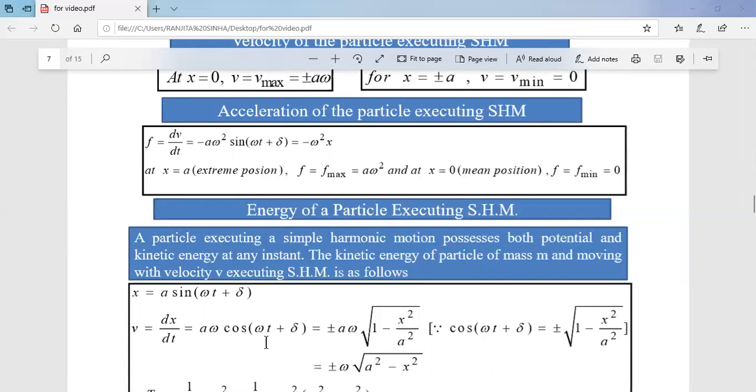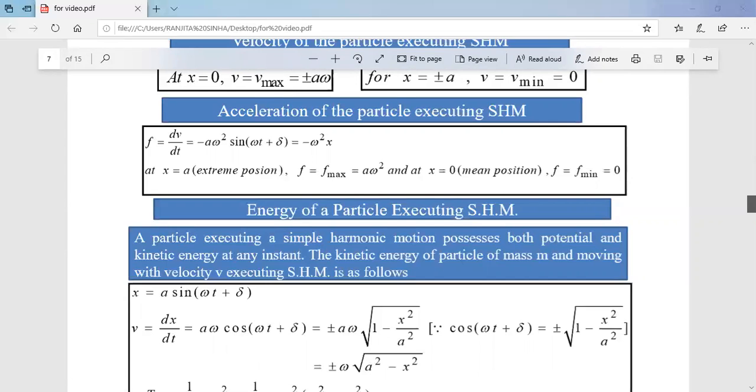From there we can calculate the value of cos (omega t plus delta), and it is root over 1 minus x square by a square, as cos (omega t plus delta) equal to this. So what is the expression of velocity? v equal to plus minus omega root over a square minus x square.